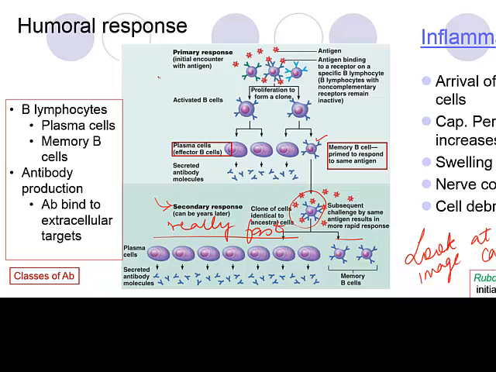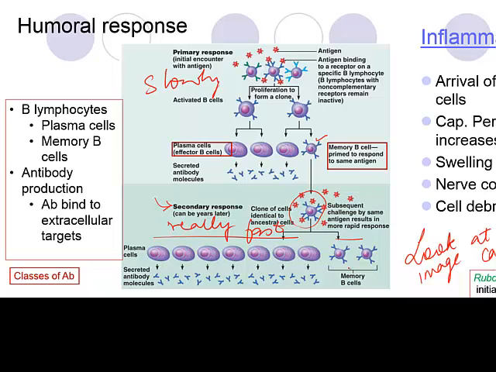memory cells. This response occurs slowly, because first the cell has to recognize the antigen, then it takes time to form the clone, and then it proliferates and does all that. Here, because it recognizes it really fast, the response occurs very fast, and then the response is the same. Antibodies are formed and memory cells keep getting produced.